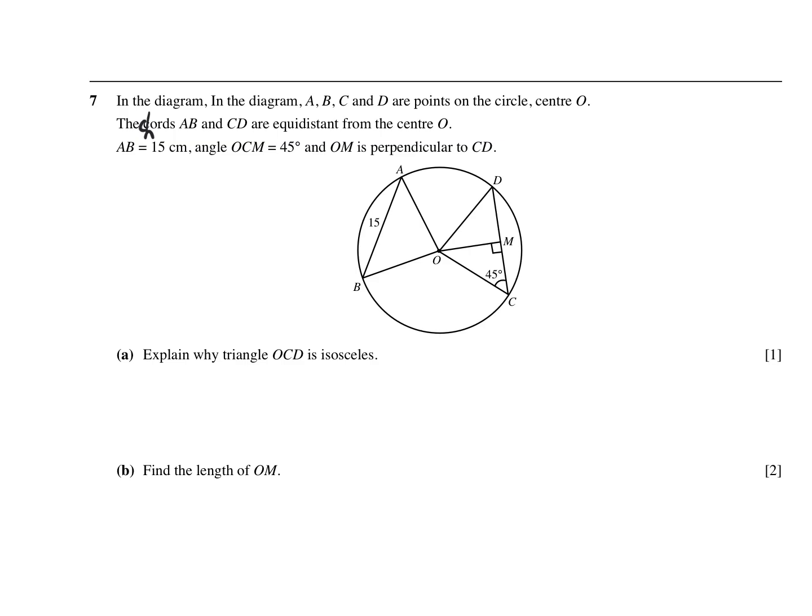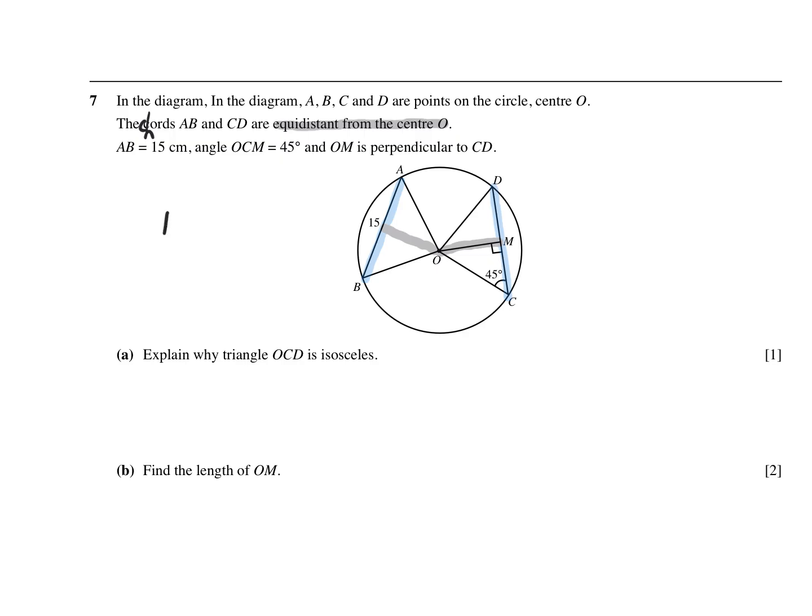A chord is a line that joins 2 points on the circumference of the circle. Like A and B, I join it together. This is called a chord. This is another chord. When they say equidistant from the center, it means this distance and this distance is the same. So do you all remember equidistant means the chord also equal?